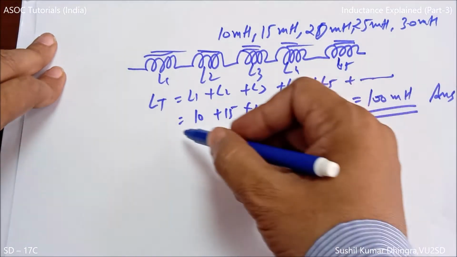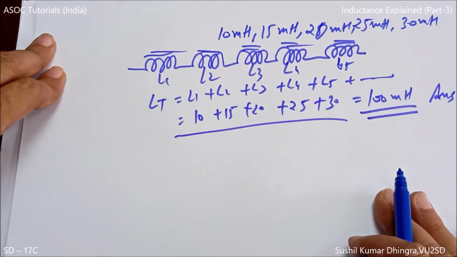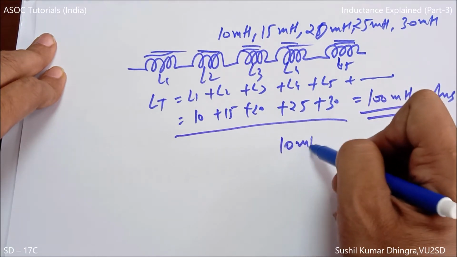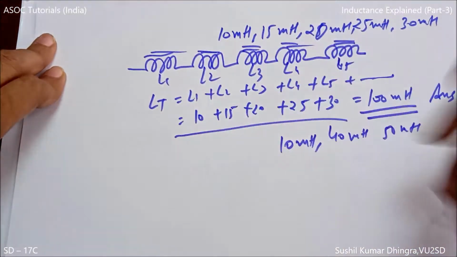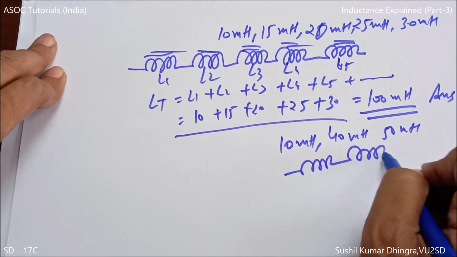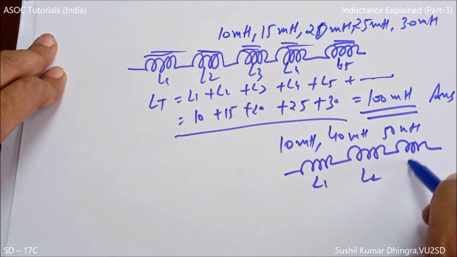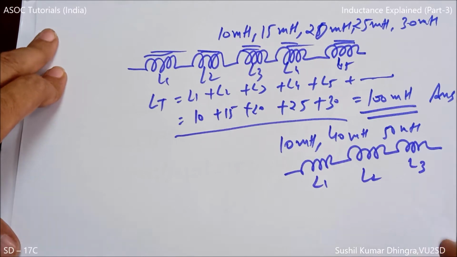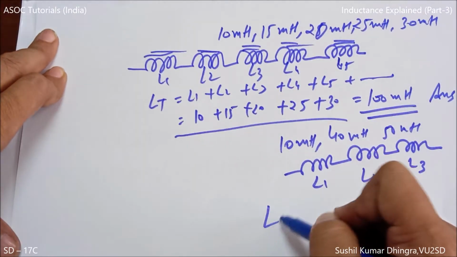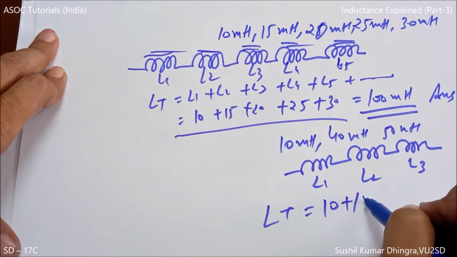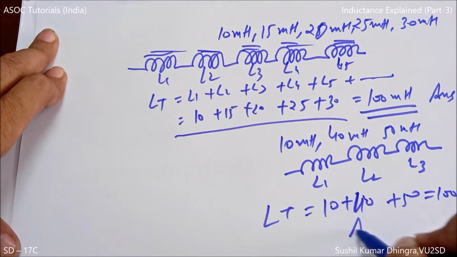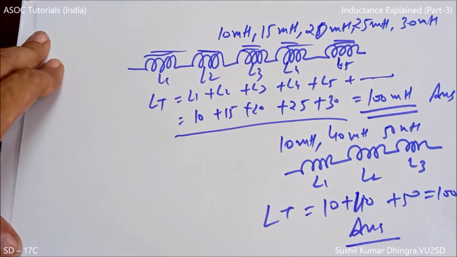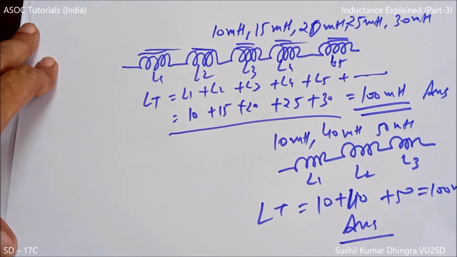Okay, giving one more example to you. Now I have taken 10 millihenry, 40 millihenry, 50 millihenry. Just three inductances only, L1, L2, L3. Just simply adding their number of turns. In the same way, LT is equal to 10 plus 40 plus 50, 100 millihenry is the answer. I hope these two numericals will give you an easy idea of how to solve it in the isolated case.